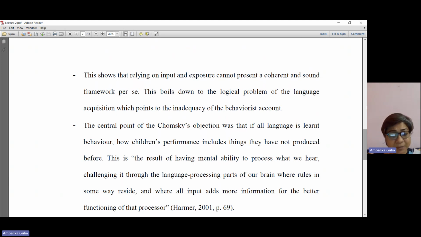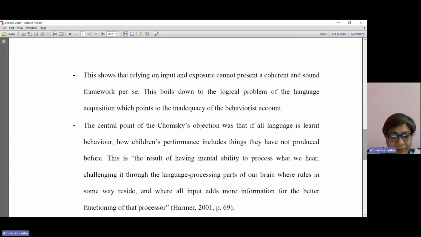So what Chomsky is saying is that children, the way children perform in language, particularly as we just mentioned a few minutes back, that the child can keep on producing sentences or constructions which the child has never heard before, the child has never been exposed to before. So how is this happening?